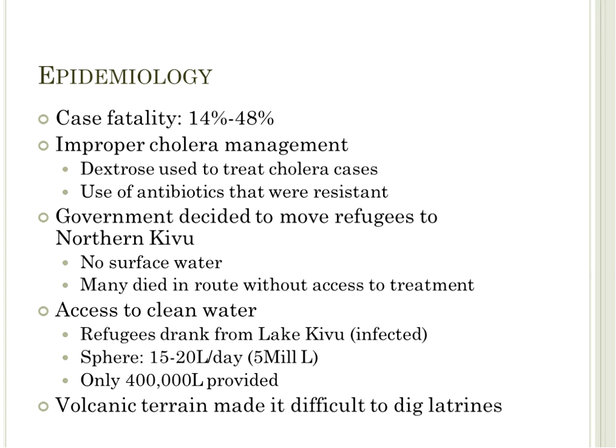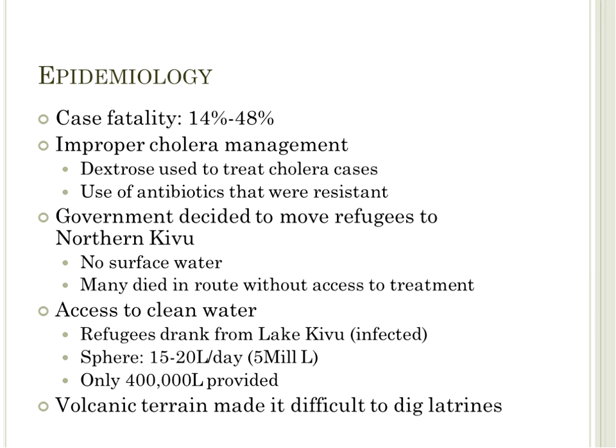Thinking about just epidemiologic factors, the case fatality rate was estimated between 14 to 48%. Case fatality is basically the percentage of people that have the disease that die. And it was as high as 48% in specific refugee camps. There have been many, many papers written to evaluate why the case fatality rate was that high. One of the factors that we looked at was improper cholera management. Unfortunately, the protocol for cholera management was not followed.